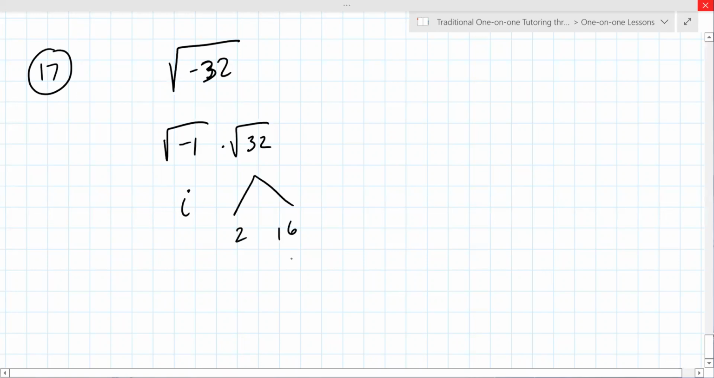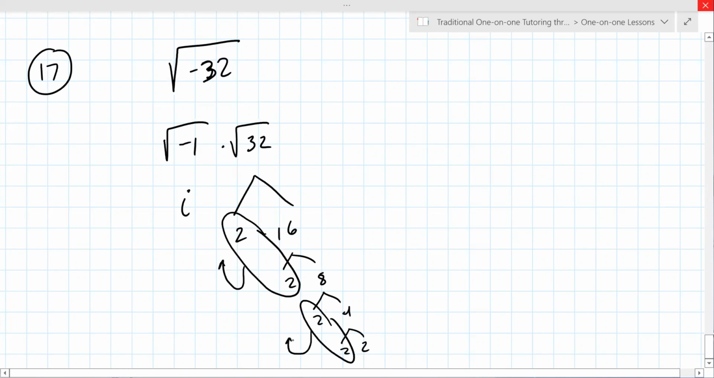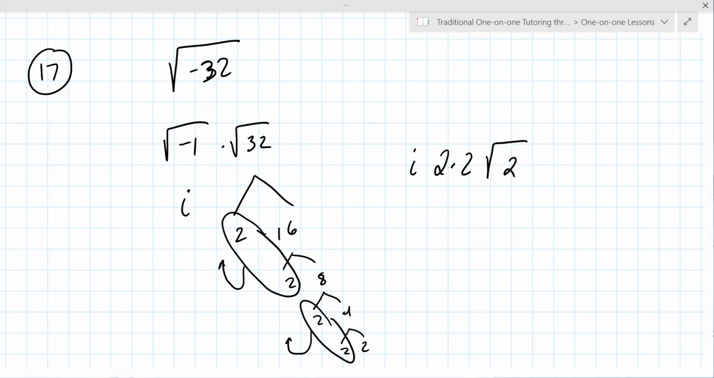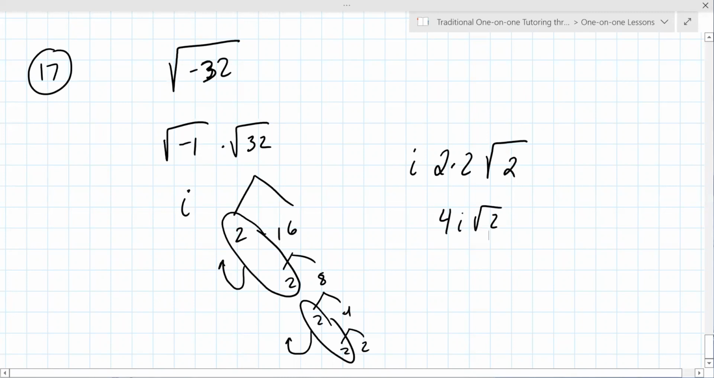So 2 and 16, 2 and 8, 2 and 4, and 2 and 2. And for each pair, you bring a 2 out in this case. I'm going to use the space on the right here. So on the outside is 2 times 2. You have that i, square root of whatever is left over, which is 2. So this becomes 4i square root 2 when you're all done.